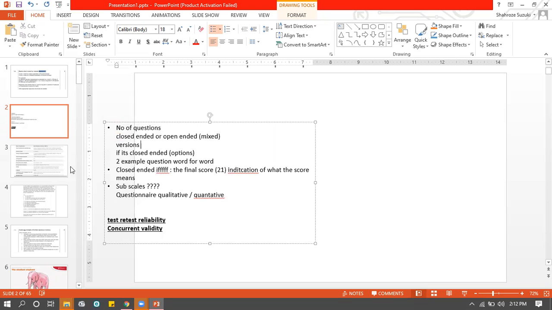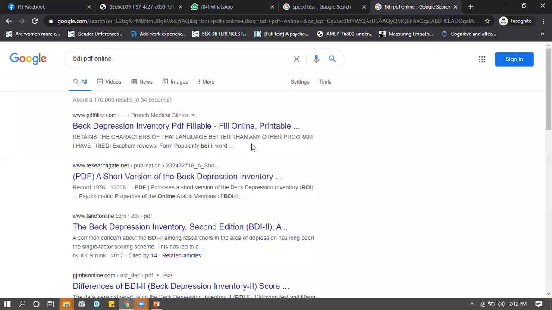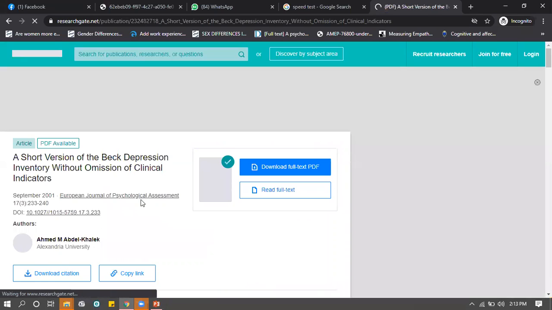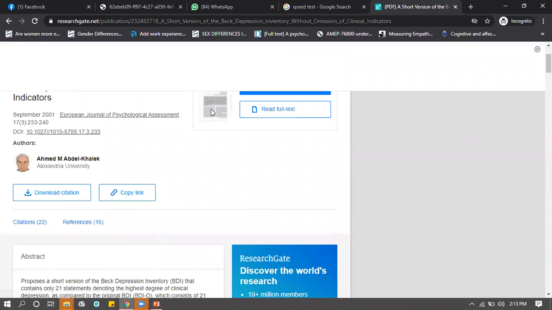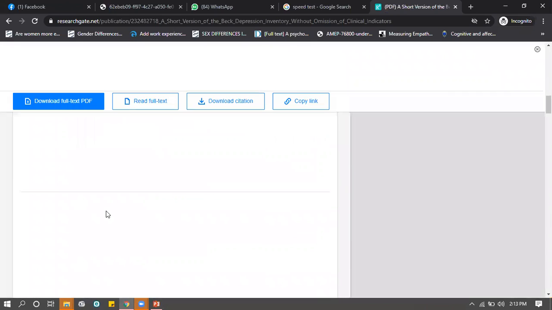So when we talk about the Beck Depression Inventory, you're going to have to look at it from this perspective. How many questions? What are these questions? Open, closed. If closed, what are the options? If the final score comes out as that, what does the final score mean? So you need to look at that from that perspective. All right, let's find a BDI version online.